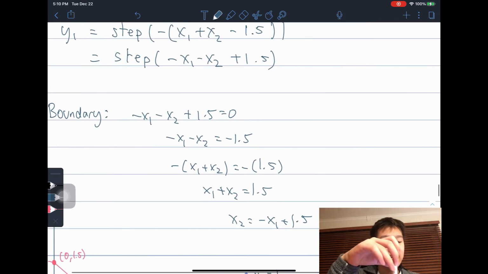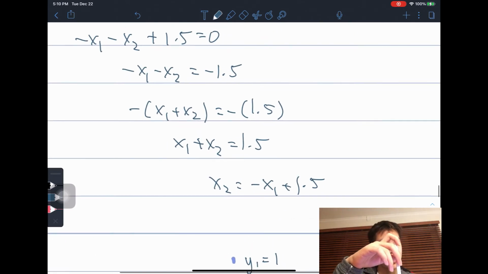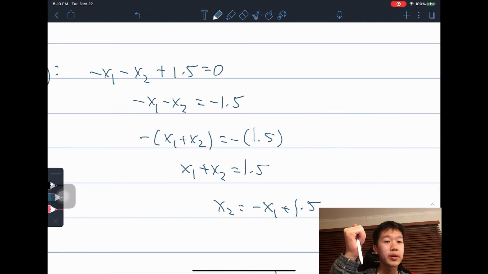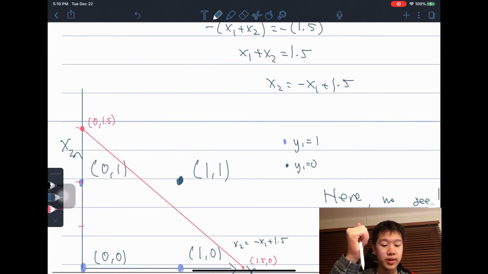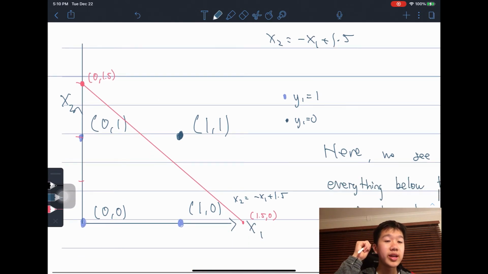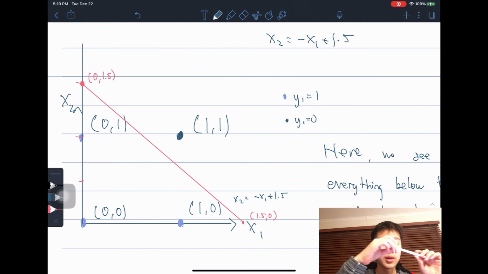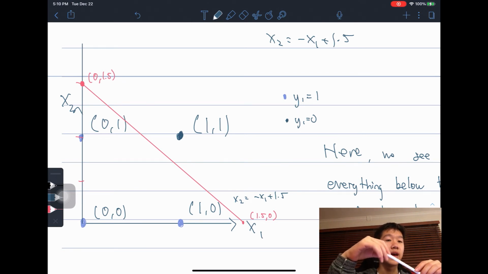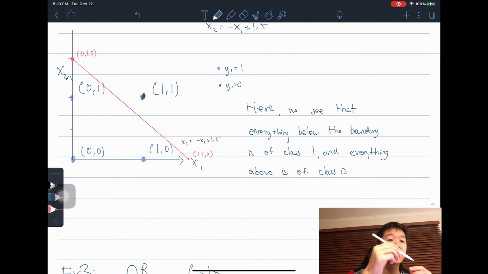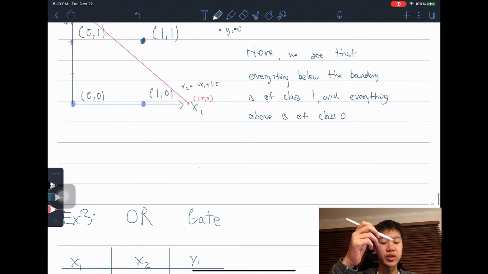So let's calculate the boundary again. With some algebra, we finally get as line x2 is equal to minus x1 plus 1.5, and that's the same formula, that's the same line. But the only thing that changed is that everything that's below the line is not of class 0, but of class 1, and everything that is above the line is actually of class 0. So the boundary line still remains, but the direction where the ones are and where the zeros are is different.